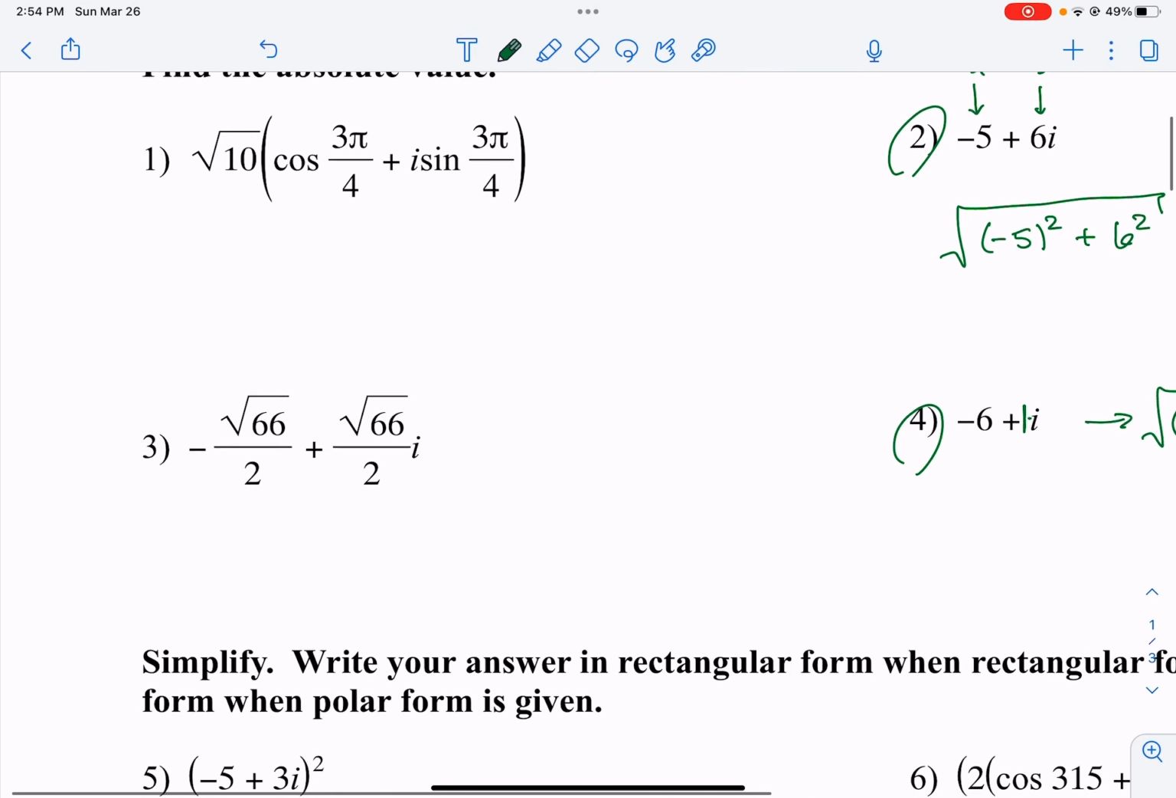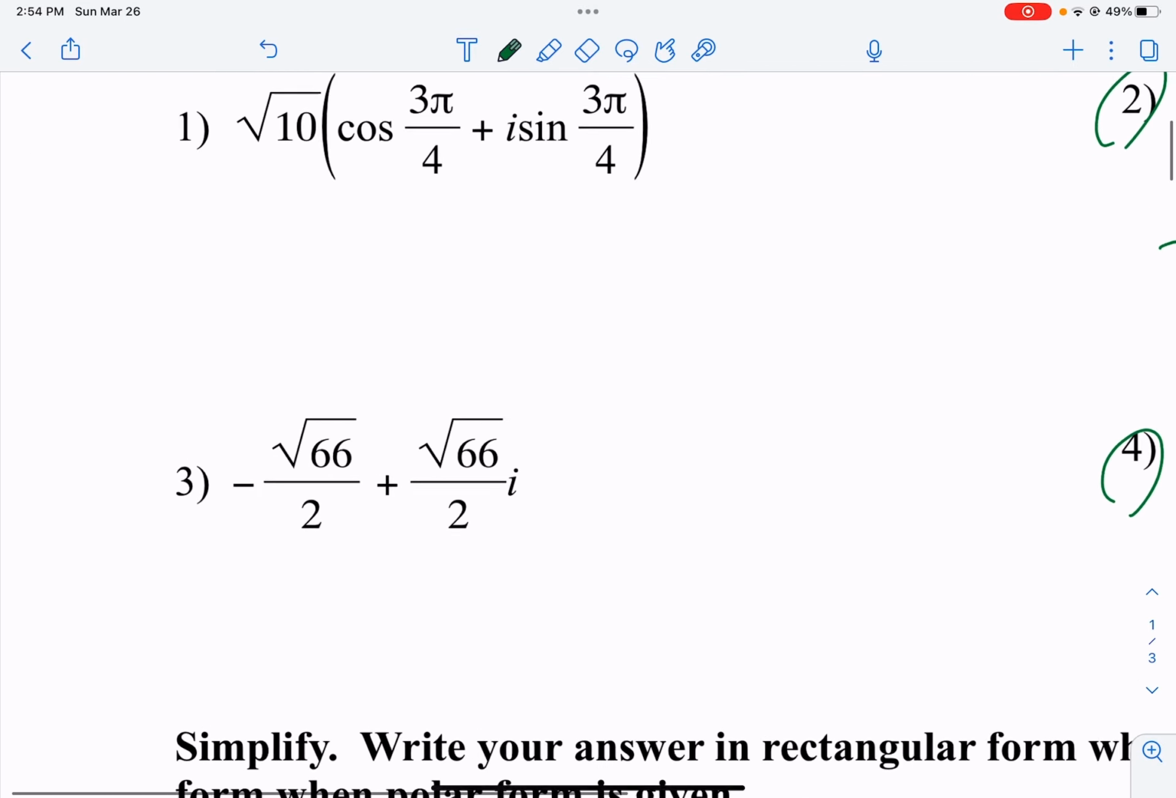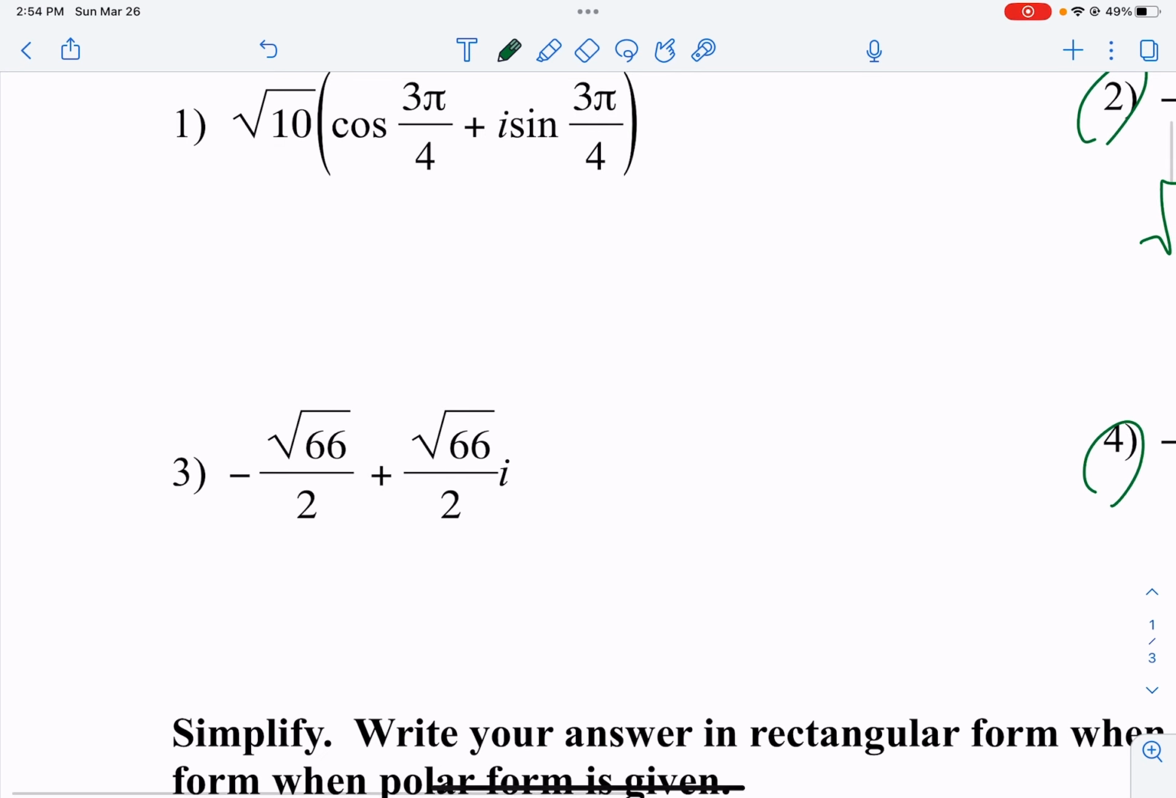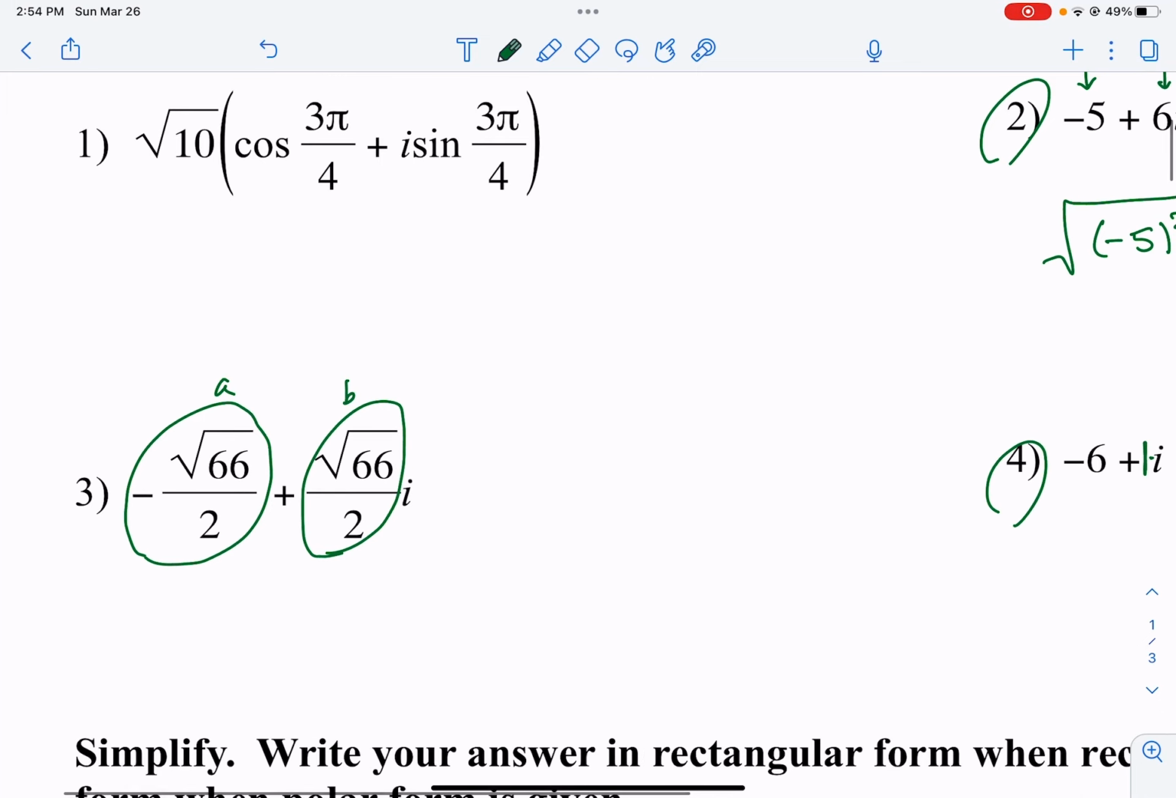Now let's get over here. So let's do 3 maybe. I'll get back to 1 in a second. We still do this the same way. You just got to be a little bit more careful, right? So this is your A. This is your B. And so we just want to run the formula the way we always do.